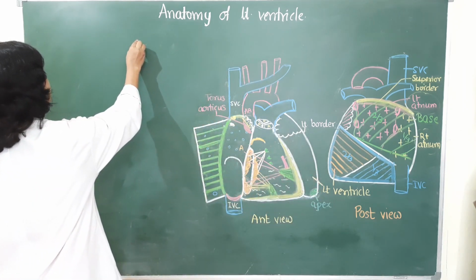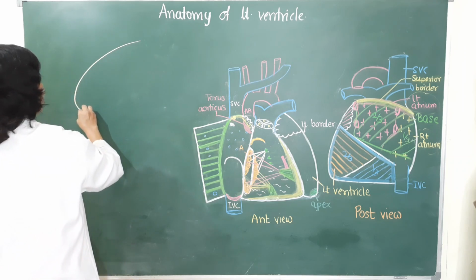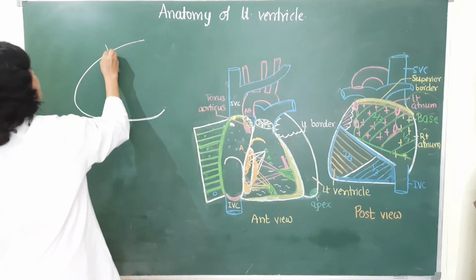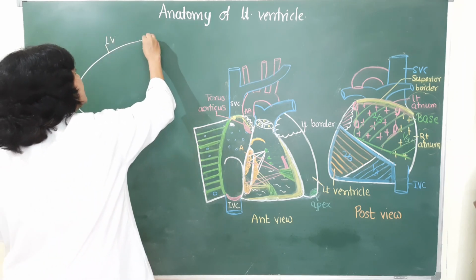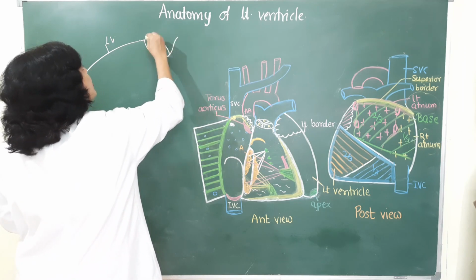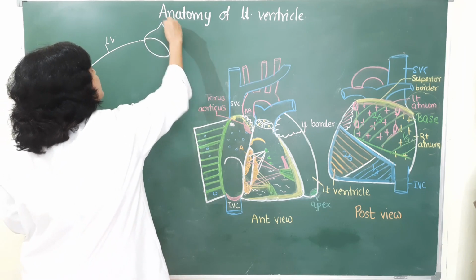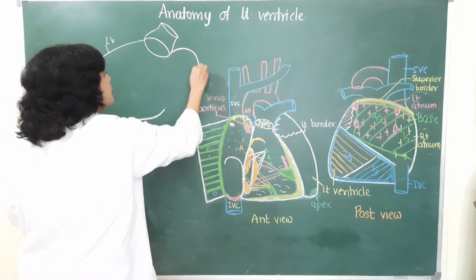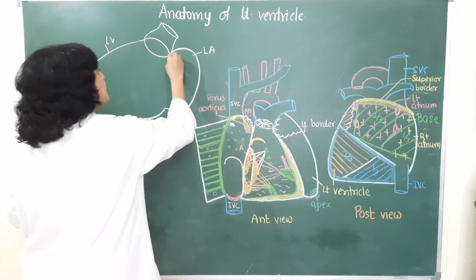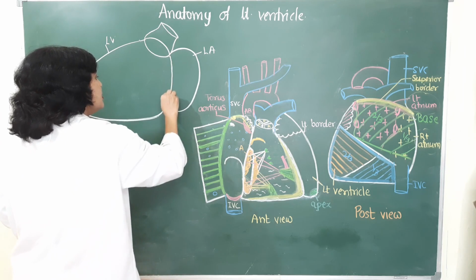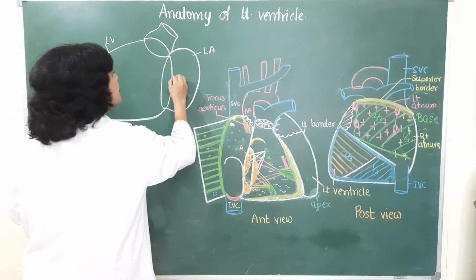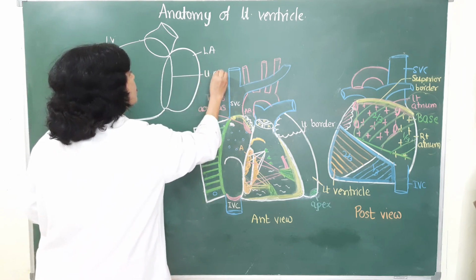and we will see the left ventricle from the left lateral view. So here will be the outline of the left ventricle. Here will be the aorta. Here will be the left atrium, which opens into the left ventricle through this left atrioventricular orifice.